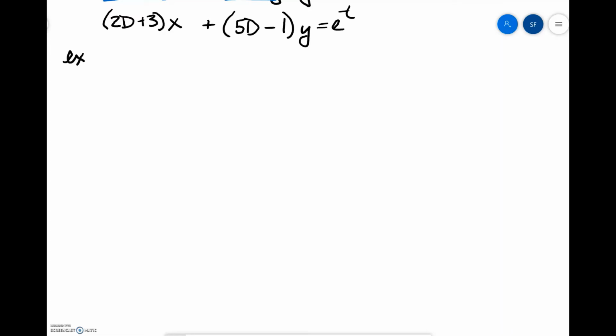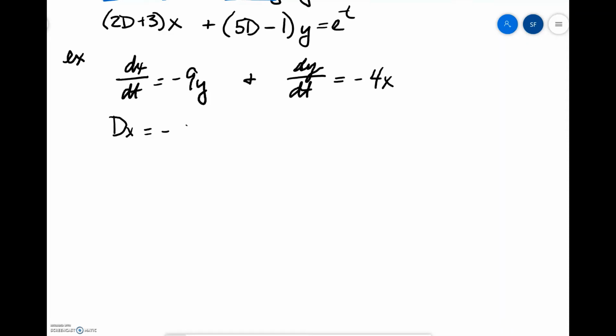So my example for right now is dx/dt equals negative 9y, and dy/dt equals negative 4x. As I said, these don't look too bad. So let's go ahead and change this into our operator notation. So this would be Dx equals negative 9y, and then Dy equals negative 4x.